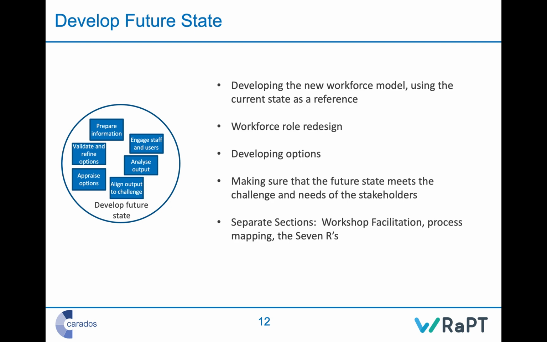So it's always good about developing options for the future state, and then again making sure that the future state meets the challenge and it meets the needs of the stakeholders. So it's going to be absolutely critical again. We're also going to do some separate courses on workforce facilitation, on process mapping, and on the 7 R's. As I said at the start, we want those separate sections, otherwise this will be a very long course.